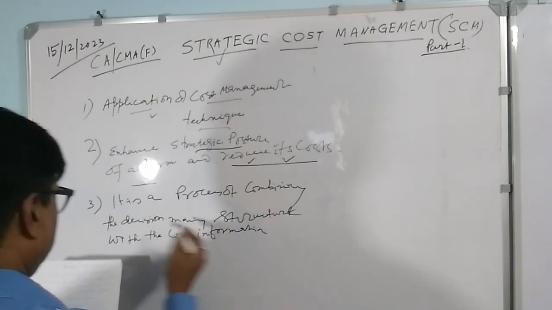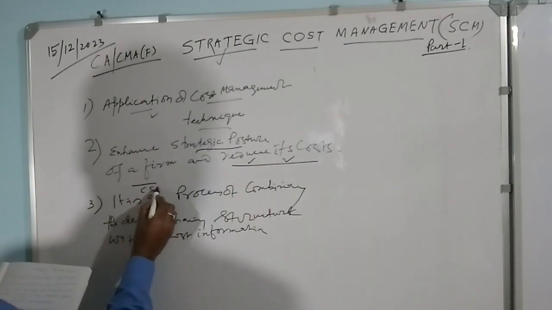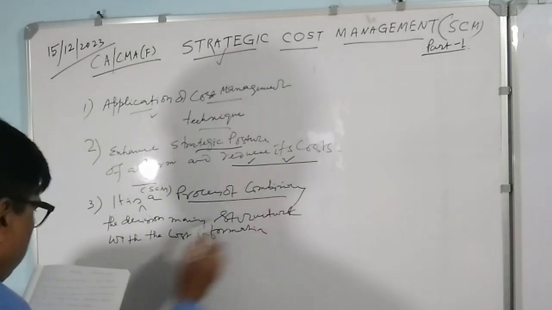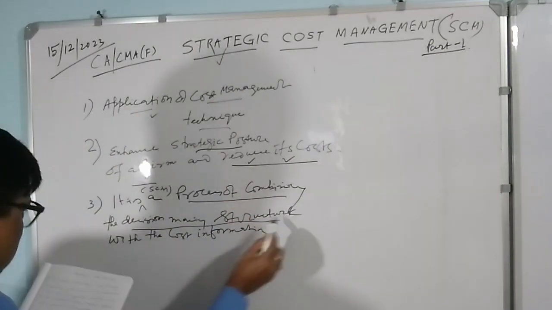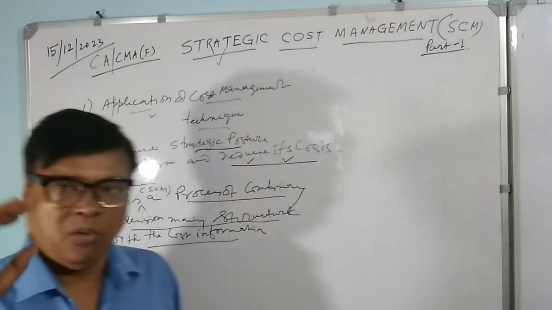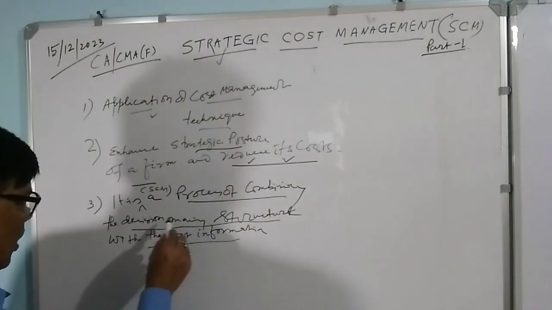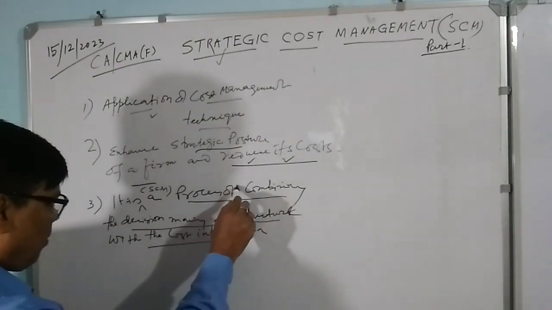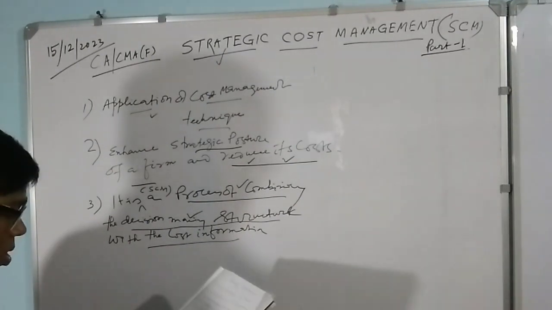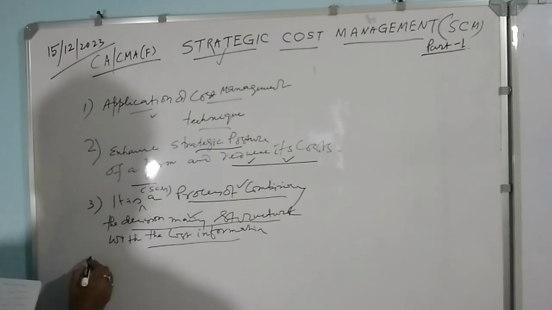What you have to do here? It means strategic cost management is a process of combining decision making structure with the cost information. You see, with the help of your cost information, you are to combine your decision making structure. So that is also one point for these things. Why do you have to do that?